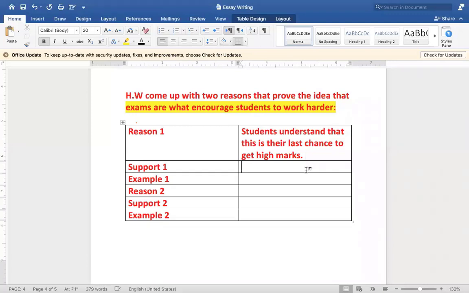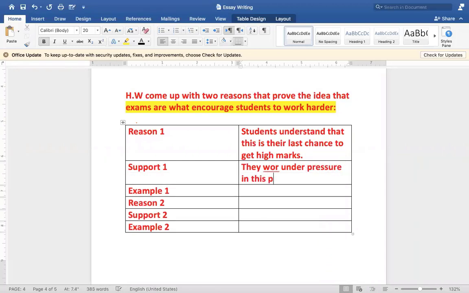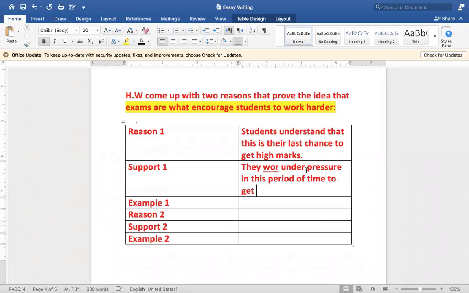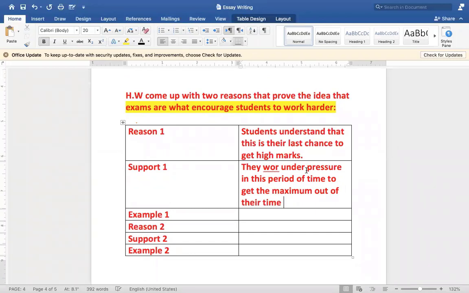فبالتالي بيعملوا ايه؟ They work under pressure. صح ولا غلط؟ مظبوط. This period of time, to get the maximum out of their time and effort. صح ولا غلط؟ يعني بيبذلوا اقصى وقت ممكن في المذاكره كوقت وكمجهود. صح ولا غلط؟ مظبوط.